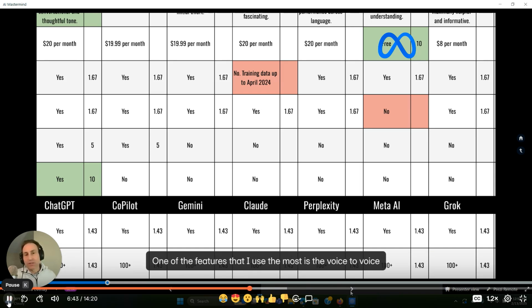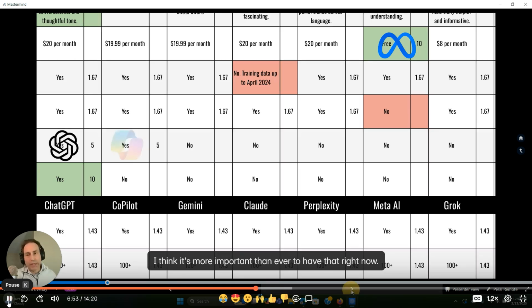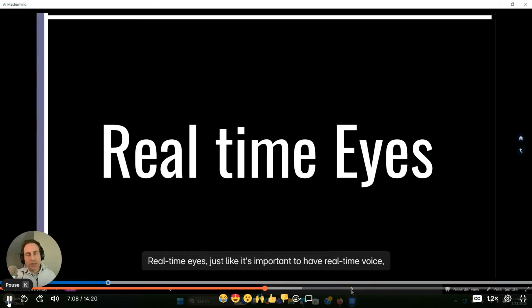One of the features that I use the most is the voice-to-voice on ChatGPT because it's easy, it's efficient, and I could be driving and having a conversation. I think it's more important than ever to have that. Right now, the only two that have real-time voice-to-voice on the phone app and the desktop are Microsoft and Copilot. They share the 10 points evenly.